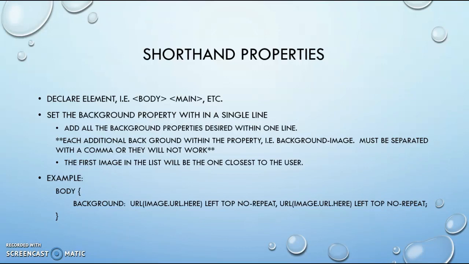So here I have in one line what I just did on the last page. You've got the background, you've got the URL image, it's in the left top, no-repeat, and then the next image would be in the left top, no-repeat. More than likely that second image is going to be a little bit bigger so that it isn't covered by the first image, or the image that's closest to the user. But this is what you would want to use if you're using shorthand specification for these multiple background properties.